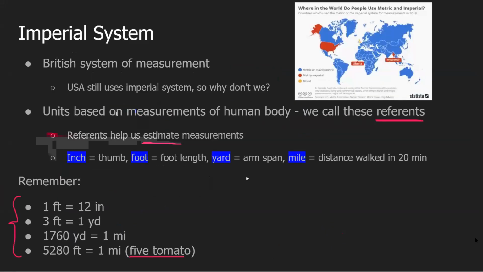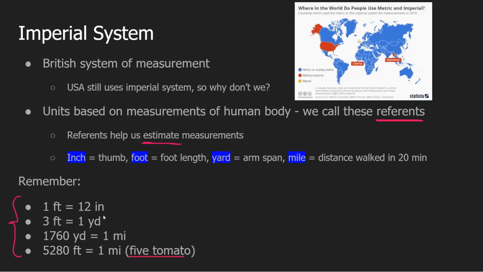Now I'm going to introduce you all to the imperial system. This is quite an old system. In ancient times, people used different parts of their bodies to measure. So their thumbs, their feet, their arms, and even the distance walked in 20 minutes. While everyone did have, or hopefully everyone did have, a thumb and a foot, the problem with the system is that it's quite difficult to convert between units. If you look at the bottom, these are the conversions, you can see that the units seem quite random.